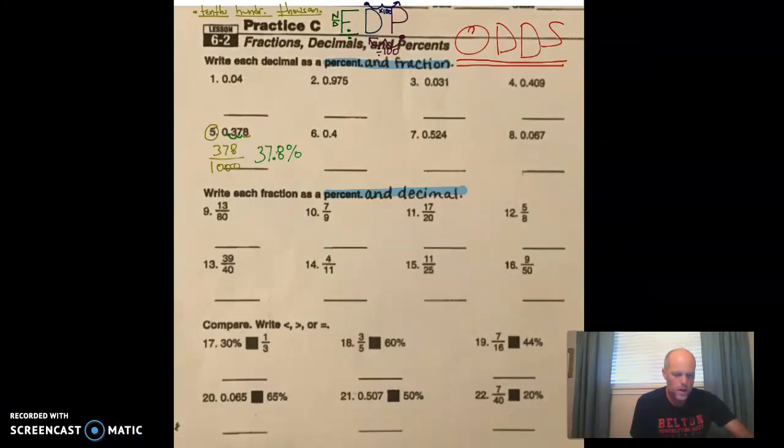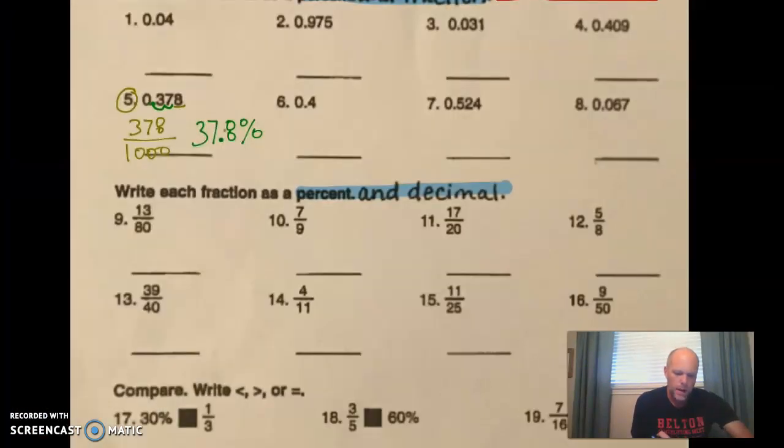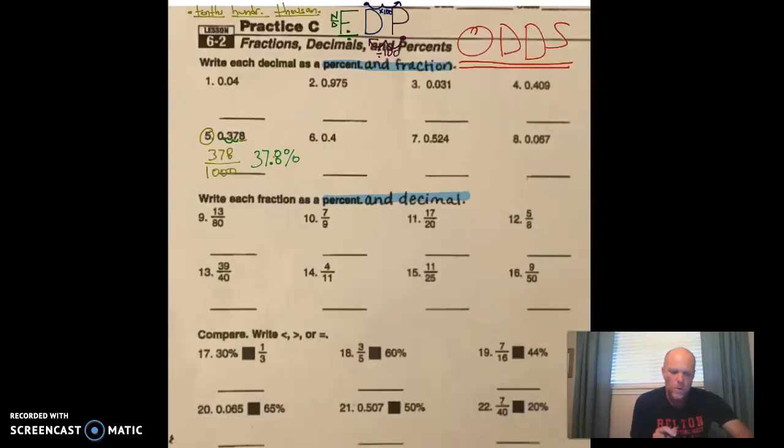Let's go to number 15. It's a fraction. We have to turn that into a decimal and a percent. So it's a fraction right now. We have two options here. Remember what that line between the numerator and the denominator means. It means to divide. It means 11 divided by 25.